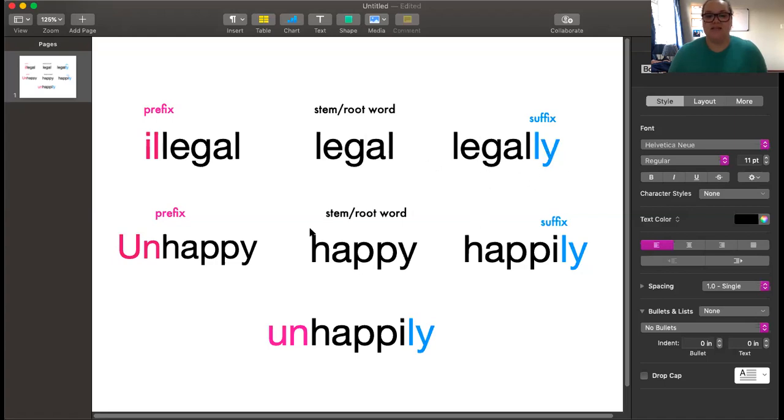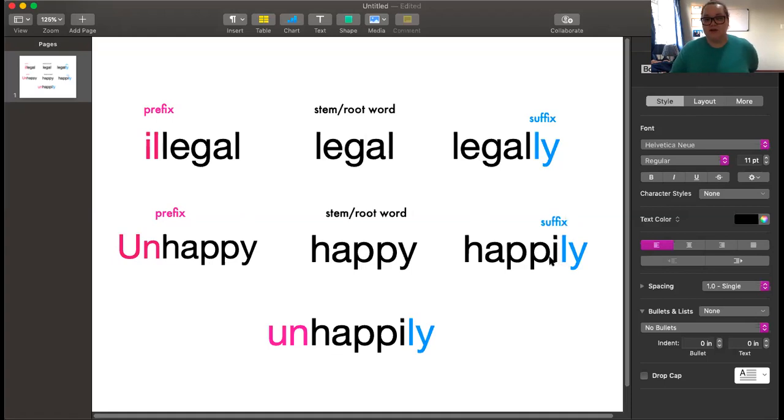Okay. Let's look at happy now. We can add prefixes and suffixes to it. So if we look, we put UN at the beginning of the word and that became unhappy. All right. And if we changed it up and we put ly at the end, it becomes a suffix.